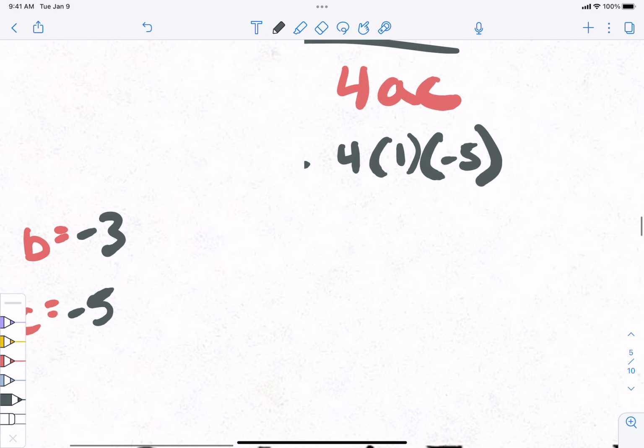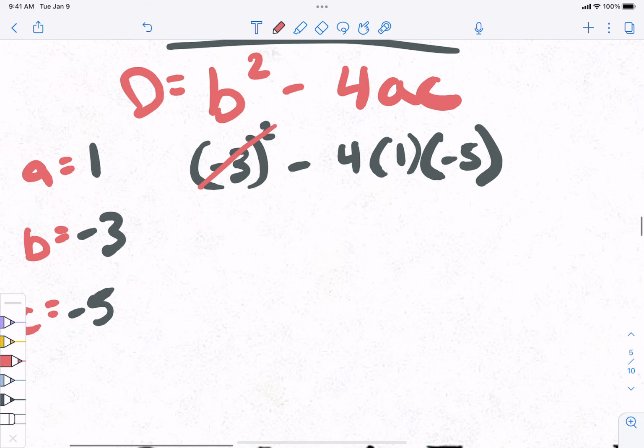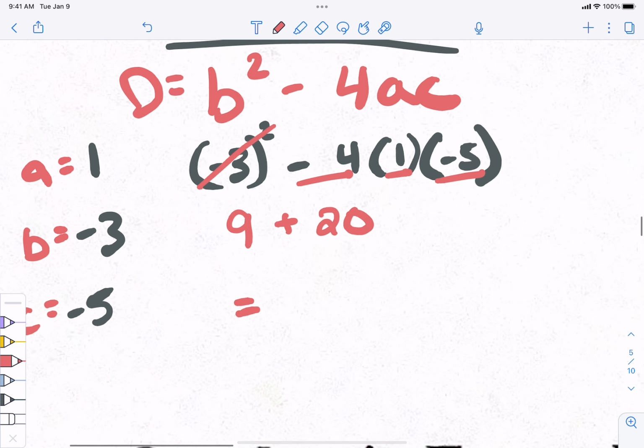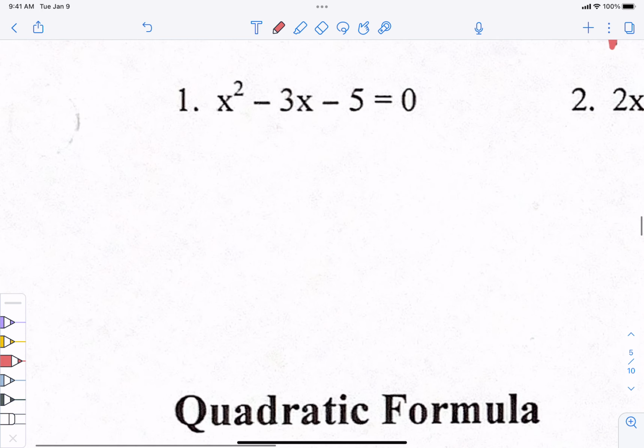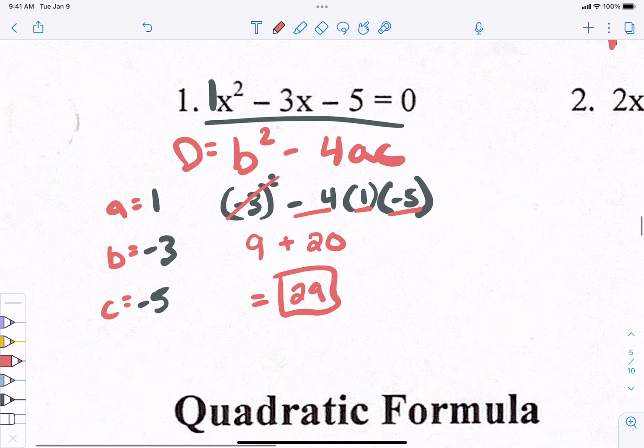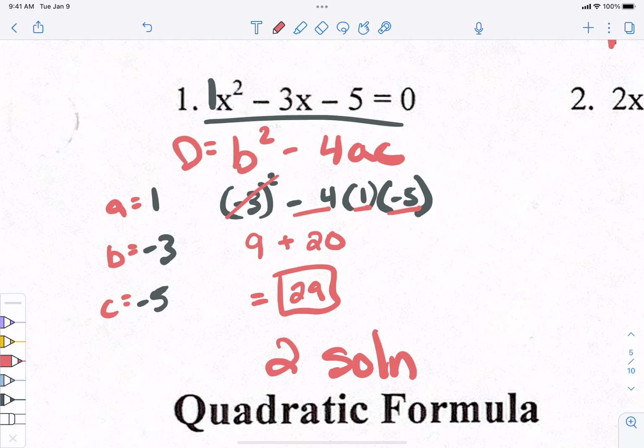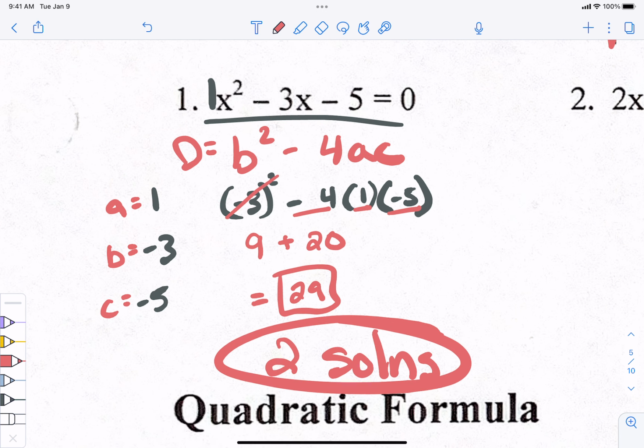What is negative 3 squared? Positive 9, right? If I do negative 4 times 1 times negative 5, is it positive 20 or negative 20? Positive, because two negatives make a positive. So 9 plus 20, my discriminant is 29. And 29 is a positive number. So if I were to graph this parabola, how many places would it cross? 2 solutions. Happy with that?